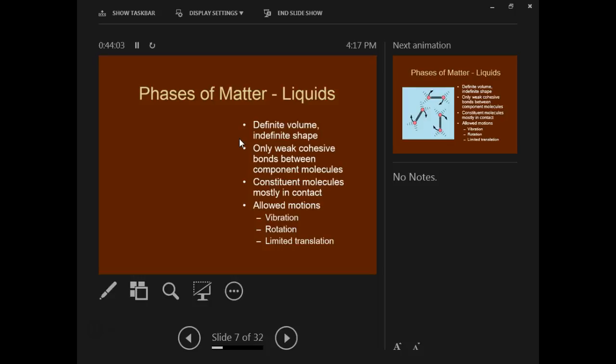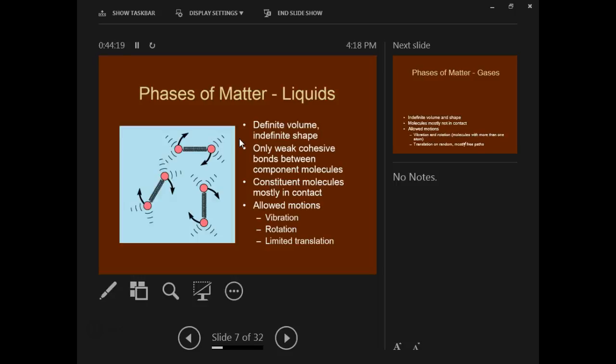Okay? The constituent molecules are mostly in contact with each other because they still have that proximity bond, hydrogen bonding in water, whatever. So now you have not just vibration, you still have vibration, but now they can rotate and have limited translation past each other, but they still keep their general proximity. Okay, because they're bound together. This one is not going to get very far from this one, but it's not actually fixed to that one, or this one, or this one. So they slide past each other, but they can still vibrate, they can now rotate, and they can move a little bit further apart and whatever. Okay. This is a diatomic molecule, by the way. Okay, two atoms that make up one molecule. Okay, you can now have bigger and smaller.